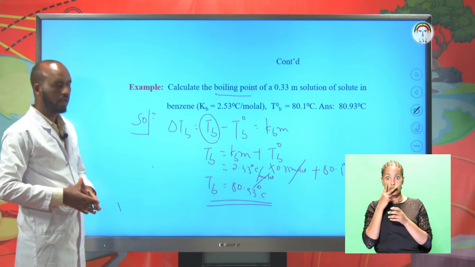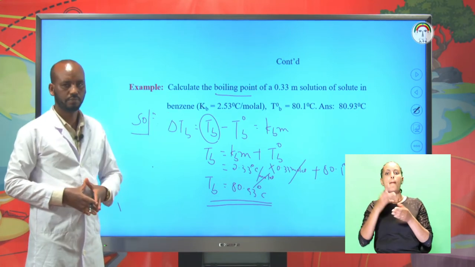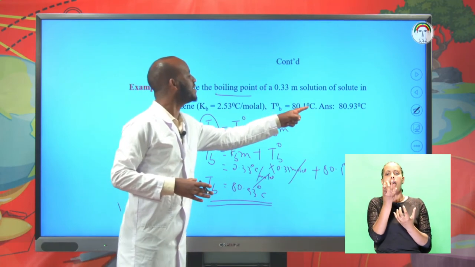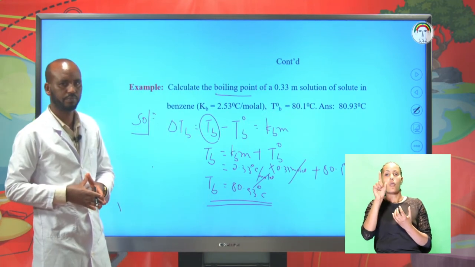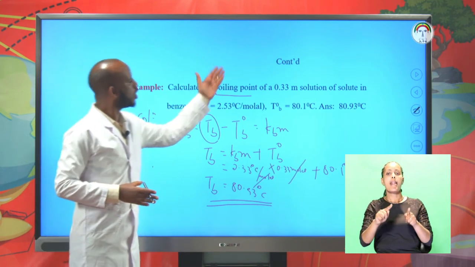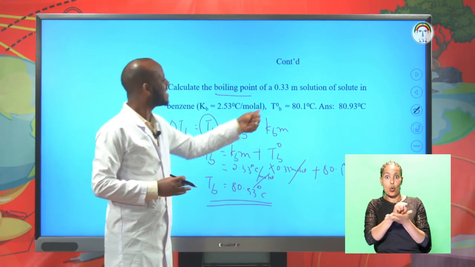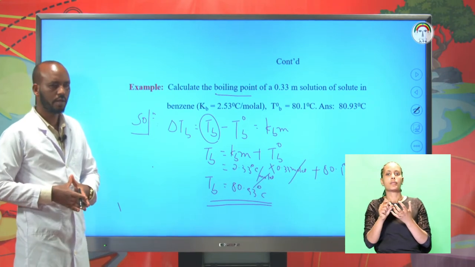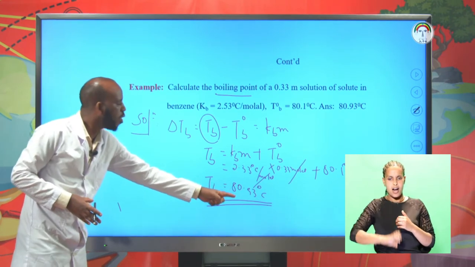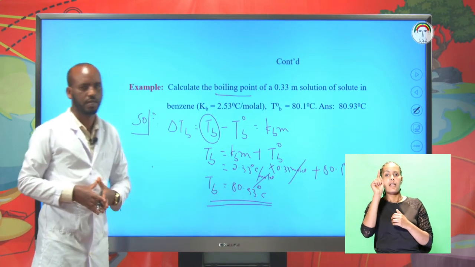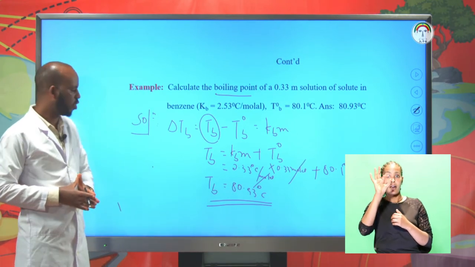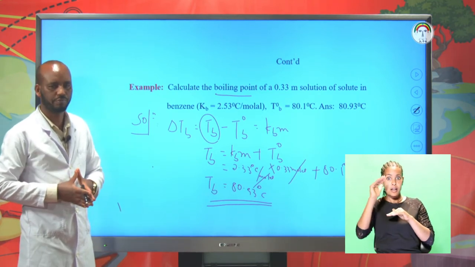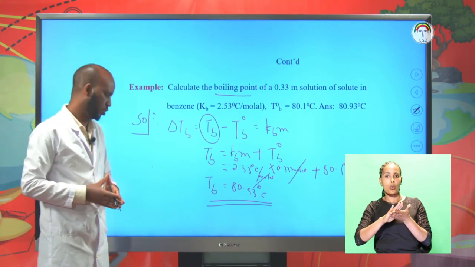You see, pure benzene alone boils at 80.1 degrees centigrade. When a solute dissolves in the solvent, the boiling point of the solution elevates to 80.93 degrees centigrade. Therefore, the boiling point of a solution is greater than that of a pure solvent.